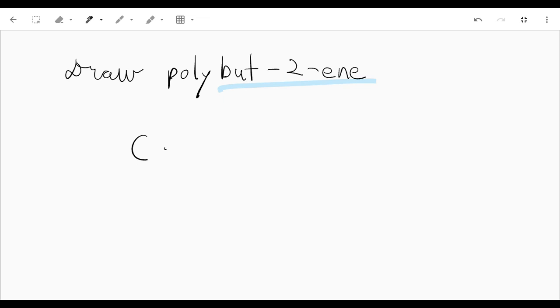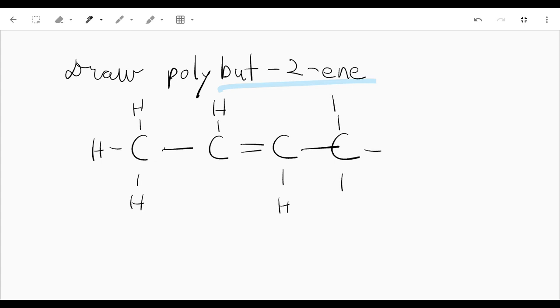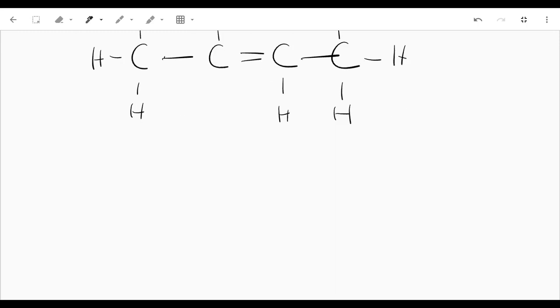We have 4 carbons. We know that carbon 2,3 is double bonded. Everyone else gets a single bond. And then we have hydrogens coming off the sides. Now I'm drawing all of the hydrogens in here. But when we actually draw out the polymer, we're probably not going to want to do that. So let's condense this down into a condensed formula. Okay, there's our but-2-ene.